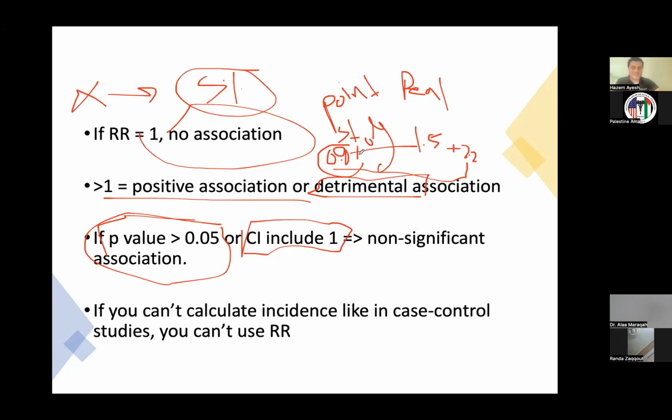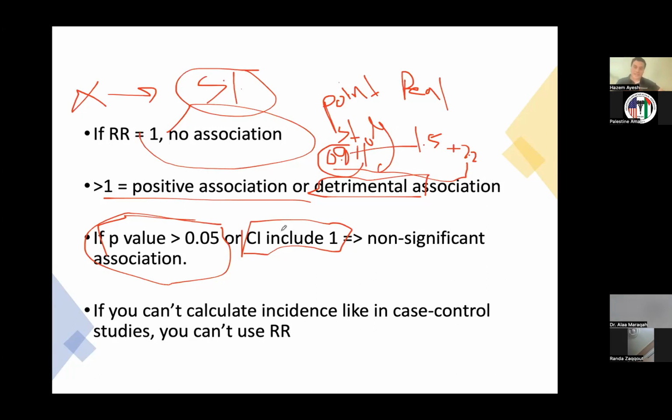So the problem in this example is that it can be 1, and 1 means no association. So if the confidence interval crosses 1, always look at the confidence interval.